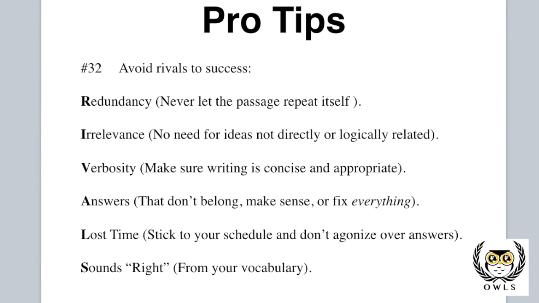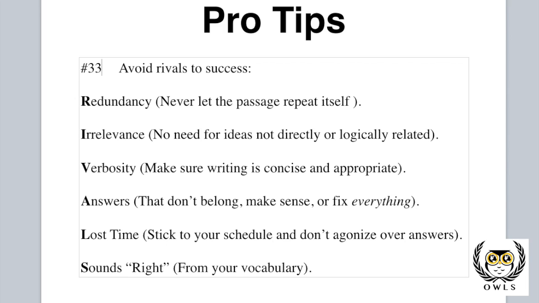This is actually repeated and clarified in rule number 33. Avoid rivals to success. The ACT does not like redundancy. So if you choose an answer choice that has a noun, a phrase, or an idea that has already been presented somewhere else in the passage or the sentence, then eliminate this answer choice. The ACT does not choose answer choices that are irrelevant, that add information or details that are not directly or logically related to what's being discussed.